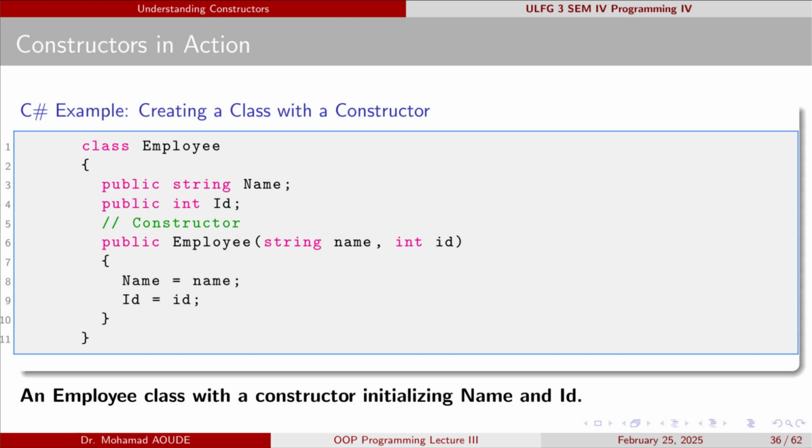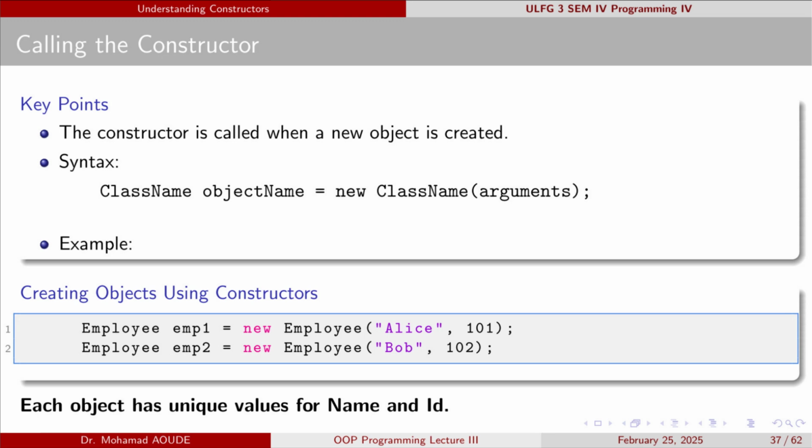Here's a practical example. When you create an employee, you must provide a name and an ID. This guarantees that every employee object is properly initialized and ready to use. Finally, when you create an object with arguments, the constructor is called like this. Constructors make your objects trustworthy from the moment they are born. This is how real-world applications maintain data consistency and integrity.